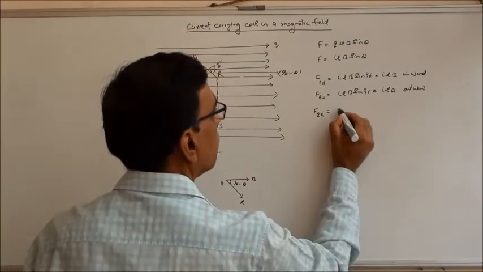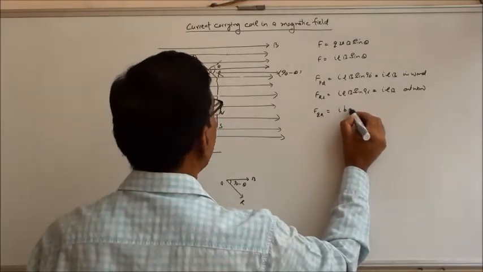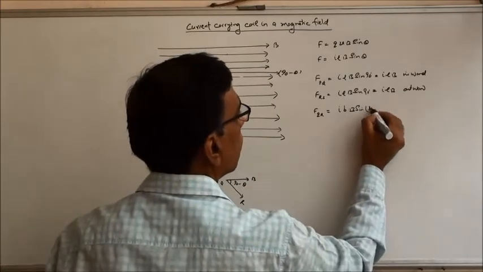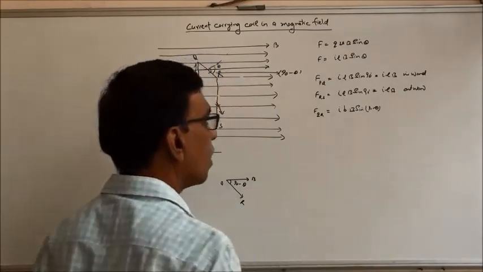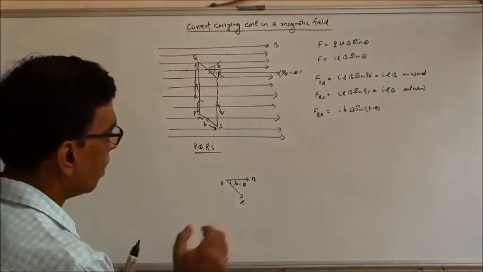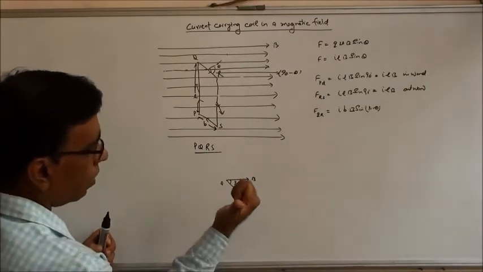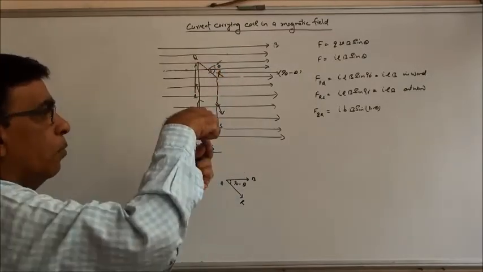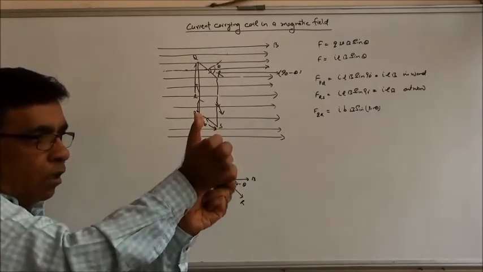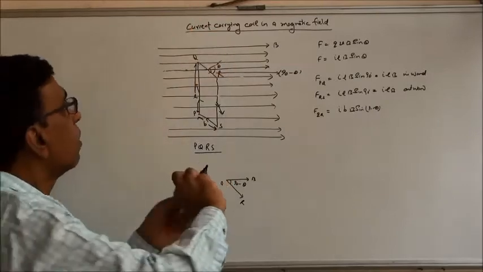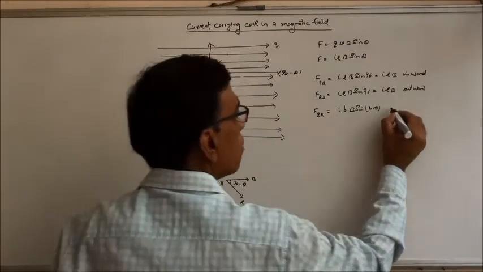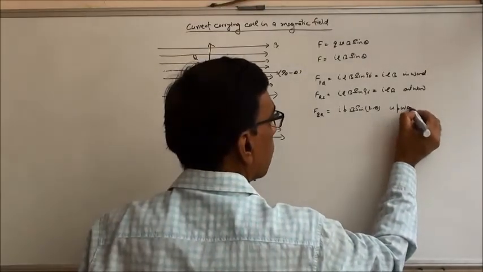How much force will it experience? I, B sine 90 minus theta. And what will be the direction of it? L cross B, down. Now see here, B is this and this L is this. Length this side, so it will be upward. See all these directions very carefully. Upward.